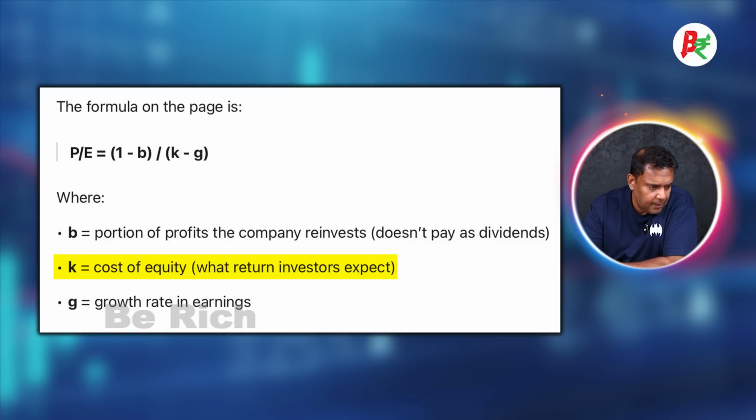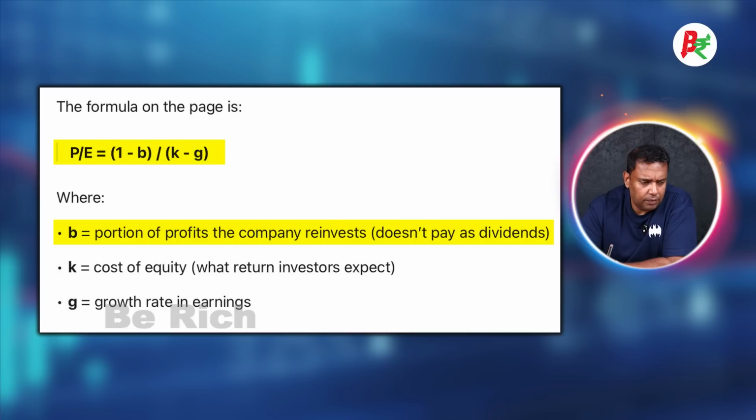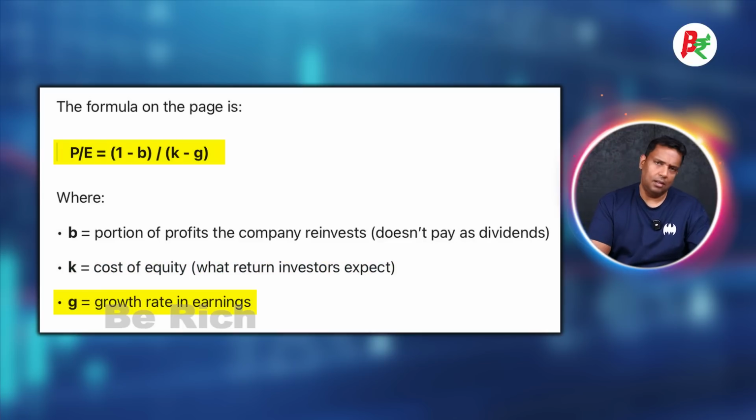So if you look at the equation, to calculate what you think the price to earnings should be, it is 1 minus the portion of the profits which the company has reinvested, which is not paid out as dividend, divided by the cost of equity, which is the return the investor is expecting, 10% or whatever percentage you think is fair, minus the growth rate in earnings, which you can calculate. That equation should give you the PE of what you think the PE should be.